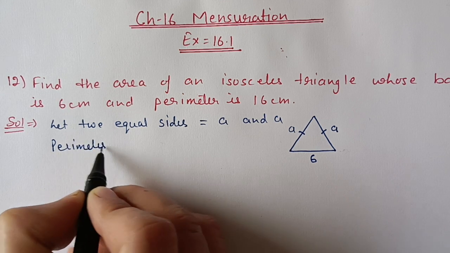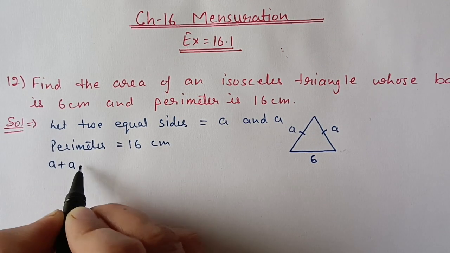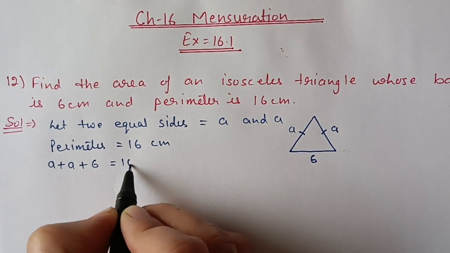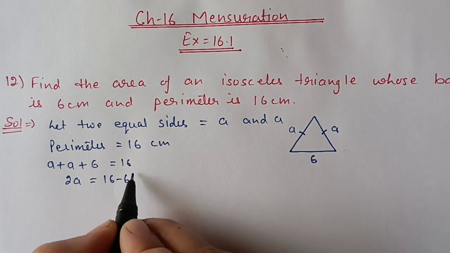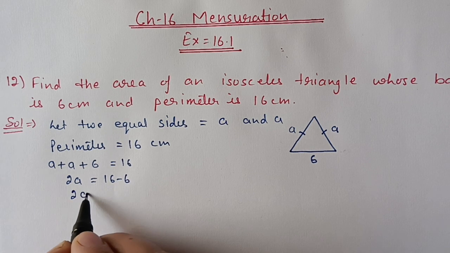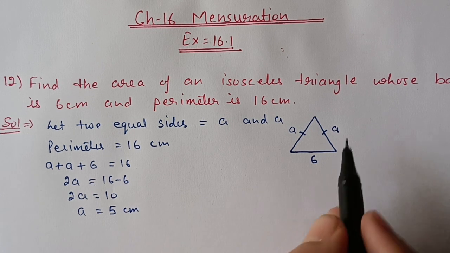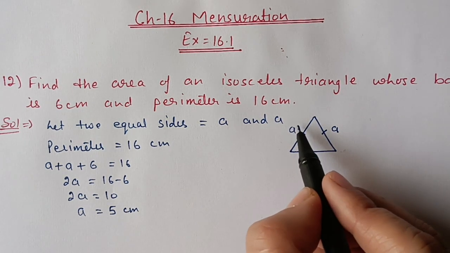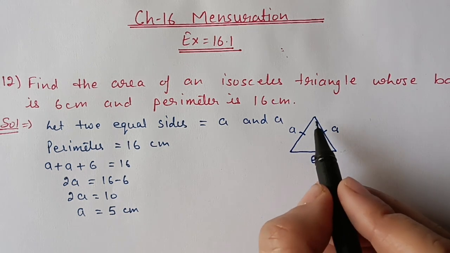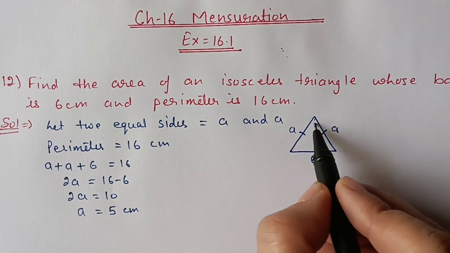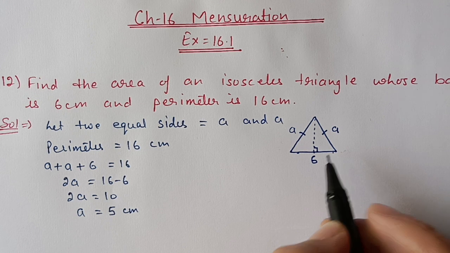Perimeter is given as 16 centimeter, which means 2A plus 6 is equal to 16, or 2A is equal to 16 minus 6. Shift it to the other side. 2A is equal to 10 and A is equal to 5 centimeter. It means these two equal sides are 5 centimeter. Now either we can use Heron's formula here or we can find out the height.